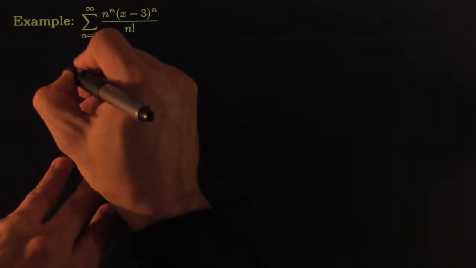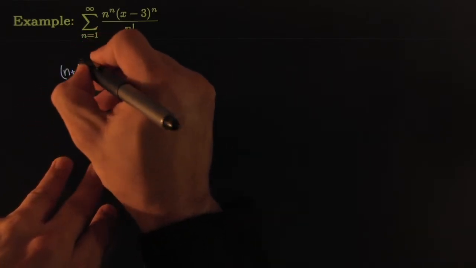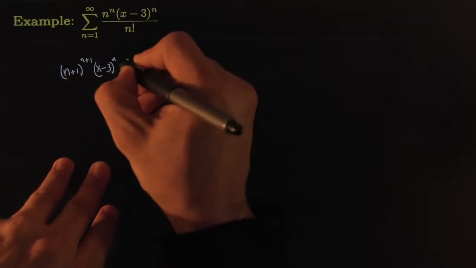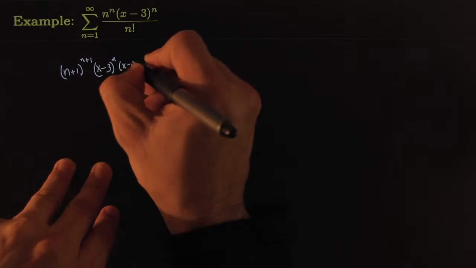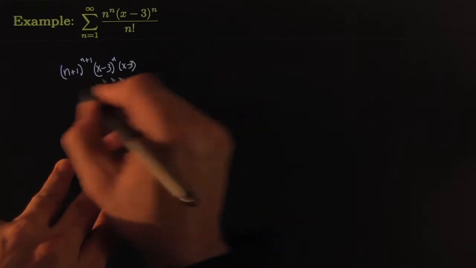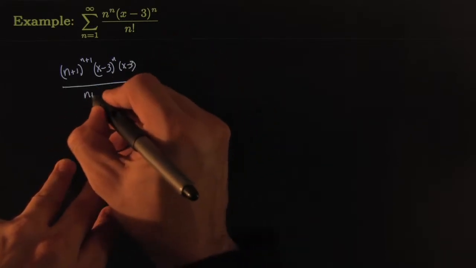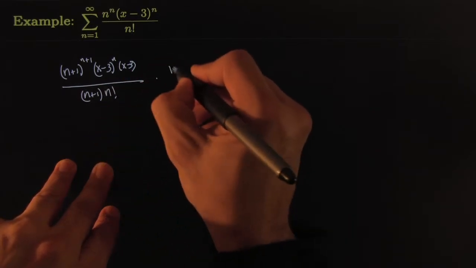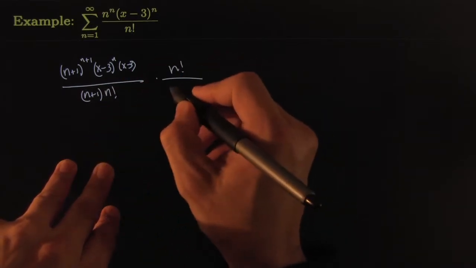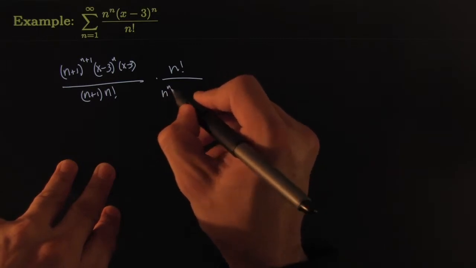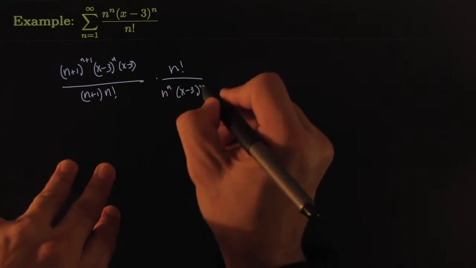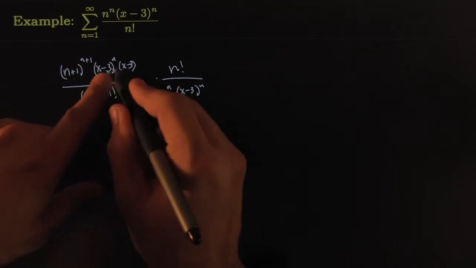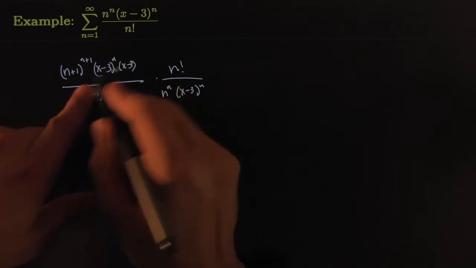So that would give us (n+1)^(n+1) times (x-3)^(n+1), I'll just write the plus 1 here, all over (n+1) times n factorial, all over n^n times (x-3)^n. So this together gives you (n+1) factorial. This together gives you (x-3)^(n+1).